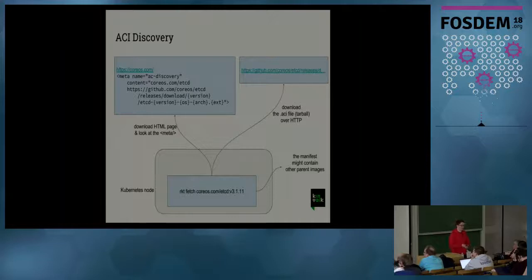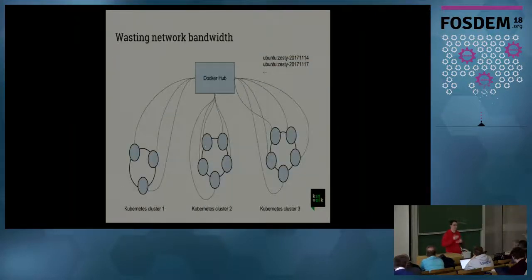The ACI discovery protocol is different. When you specify an image, for example, in this case, coreos.com/etcd, rkt will first go to the web page coreos.com/etcd and look at the HTML page, and inside there should be meta tags explaining how to get the image. So it's more decentralized, it relies on DNS to get the image. In this example, it said to go to github.com/releases, etc. So it will download an ACI file, which is actually a tarball, and that tarball contains a manifest and the rootfs, which is all the directories and files in the container. Optionally, your image can refer to another image. If it has a parent image, it will repeat the process and so on.